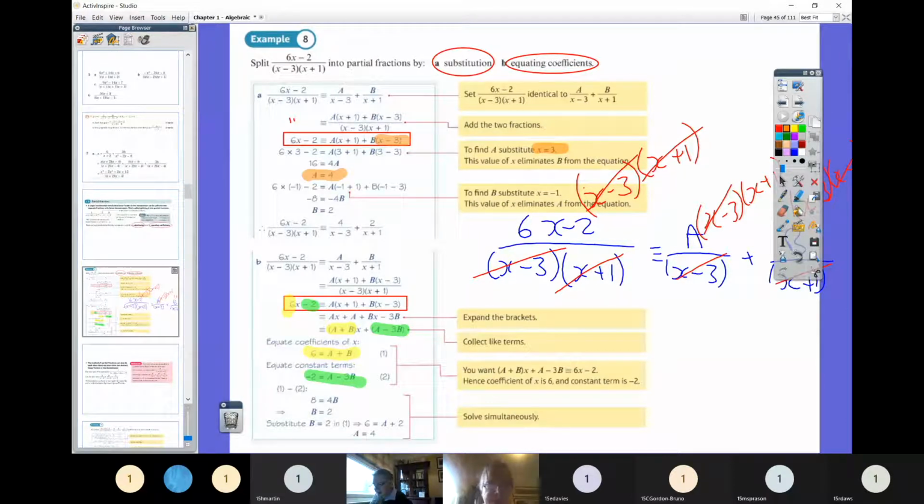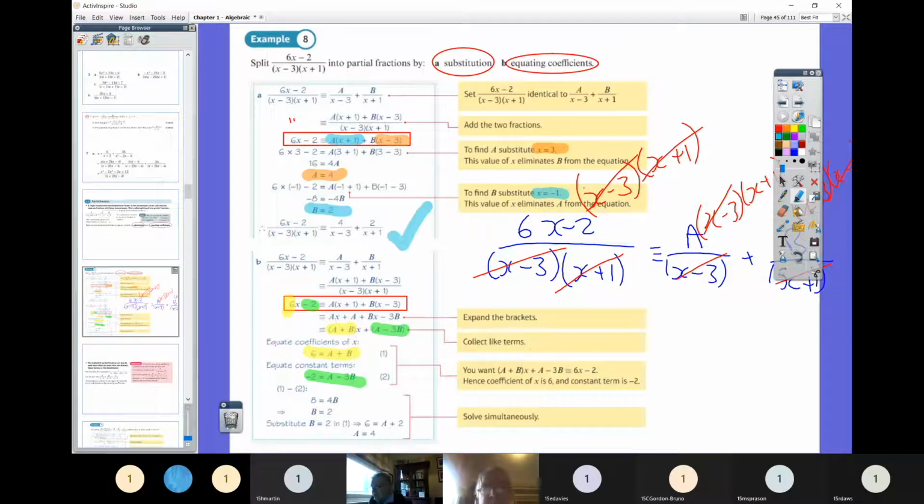We then start again. How are we going to eliminate a? Well, a is multiplied by x plus 1. So we substitute in x being minus 1. That eliminates a, allowing us to work out that b is 2, and our work is done.